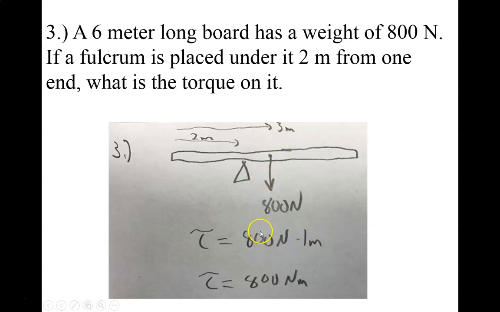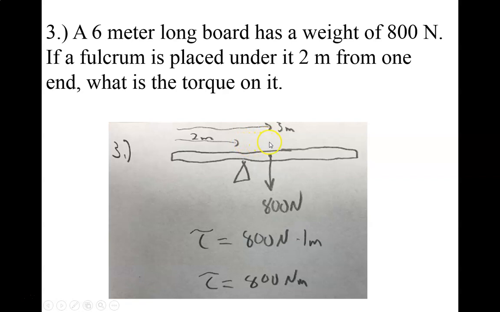The force here is 800 newtons because that's the weight of the board, and I've got that labeled, which you also need to have labeled on your diagram. And the distance here is the lever arm distance. It's the distance from the force to the pivot point. So it's this distance right here, from the force to the pivot point, which, as seen in my diagram, is a distance of 1 meter.